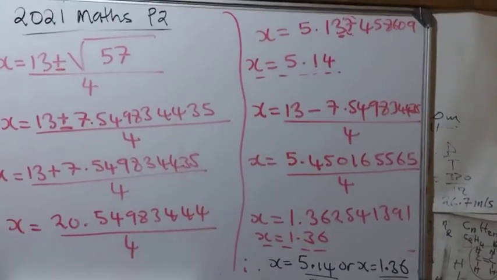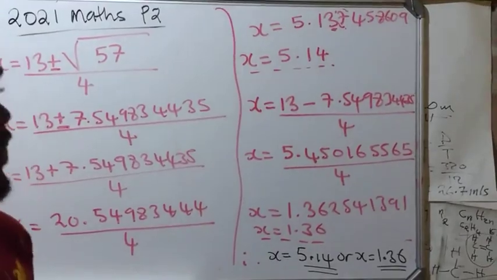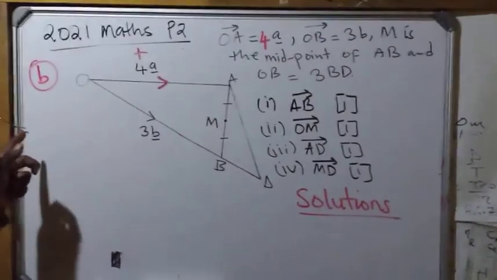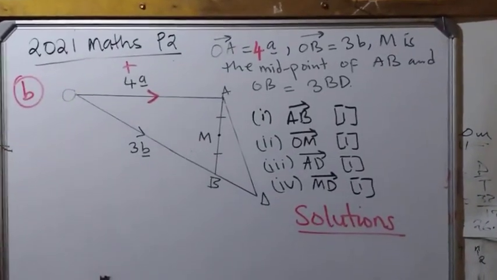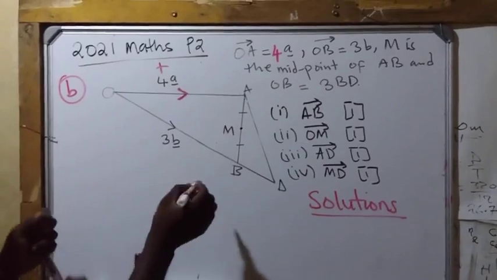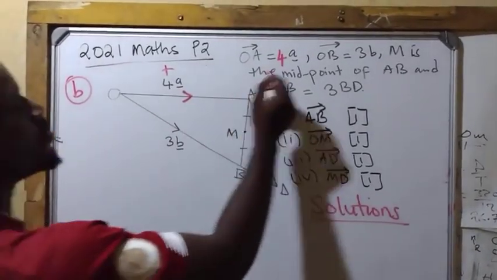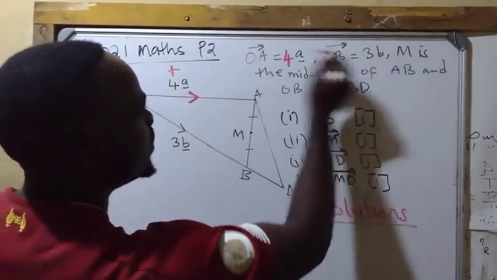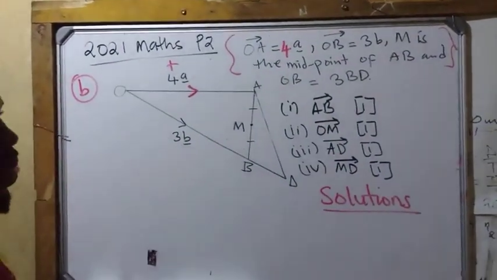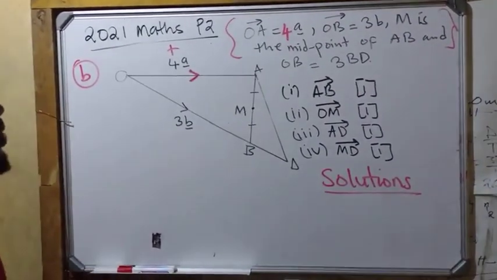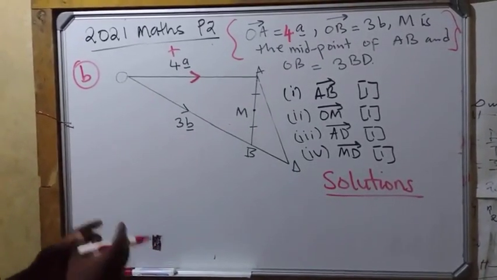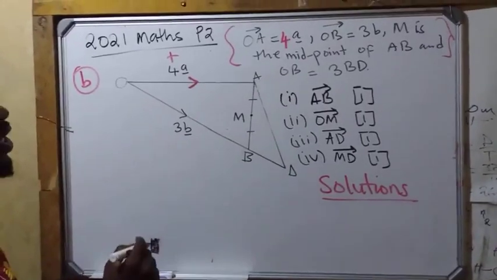Now we move on to question B. We have come to question B now, and this is our question B. As you can see, you've got the vital information here. This information on top is very important under vectors. You read everything that you have been given, because that's where most of the important concepts that will help you to answer the question lie.